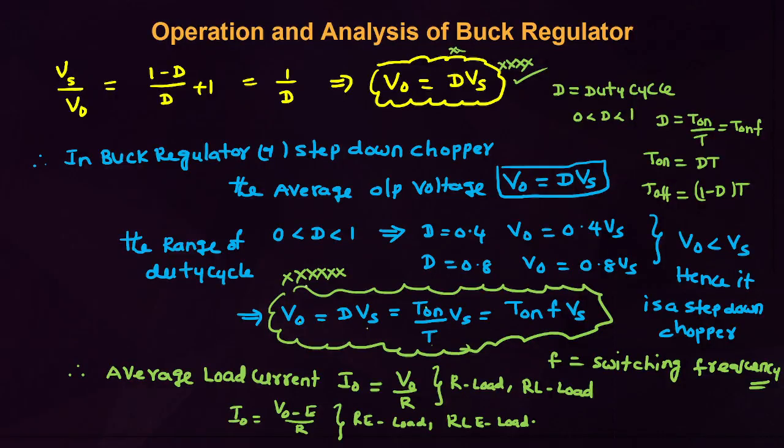Where F is the switching frequency, T on is the on time, Vs is the supply voltage. Once you know the average output voltage, how do you calculate the average output current? The average output current I0 equals V0 by R. If it is an R load or RL load, you can apply V0 by R. If it's an RE load or RLE load, we apply I0 equals (V0 minus E) by R. Like this, we have to calculate the average load current in the case of a step down chopper or buck.